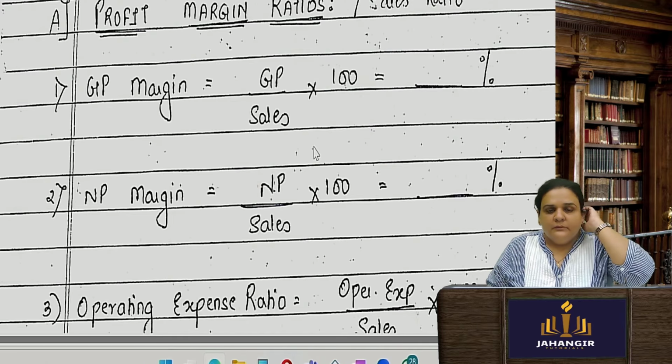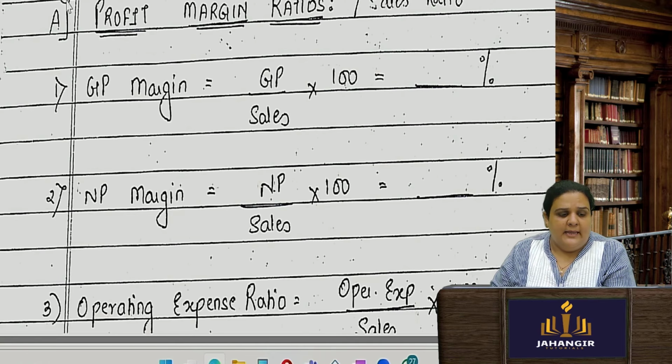So, starting with the profit margin ratios. This is part A, as you have seen I have written. Why? Because they are about profit margins. This is one of the most important types of ratios. They generally keep asking gross profit margin, net profit margin, all those types of things.